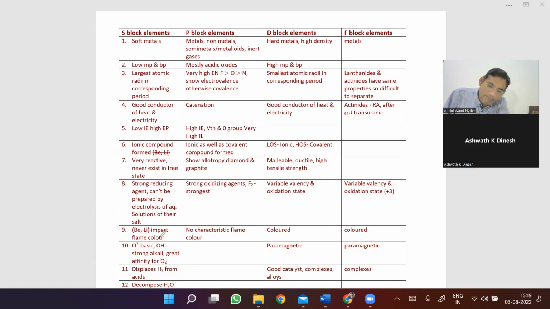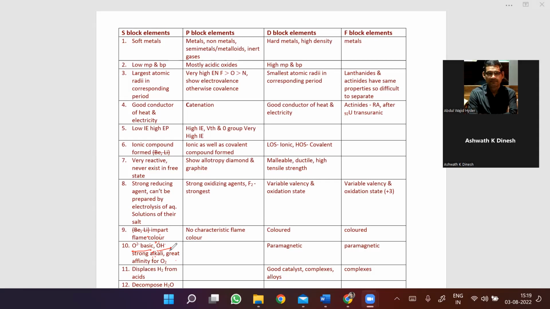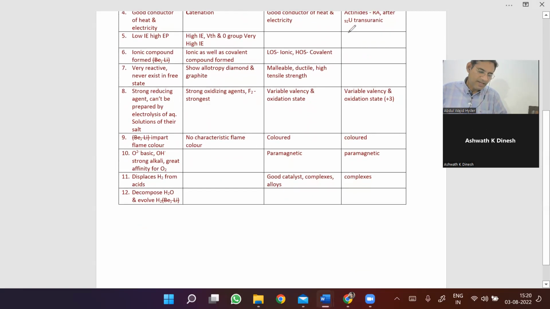These S block elements impart flame coloration. If you burn them, their flame will be of some specific color, except beryllium and lithium. These do not impart flame color. Oxides and hydroxides of S block elements are very strongly alkaline and have great affinity for oxygen. So this is all about the properties of S block elements.